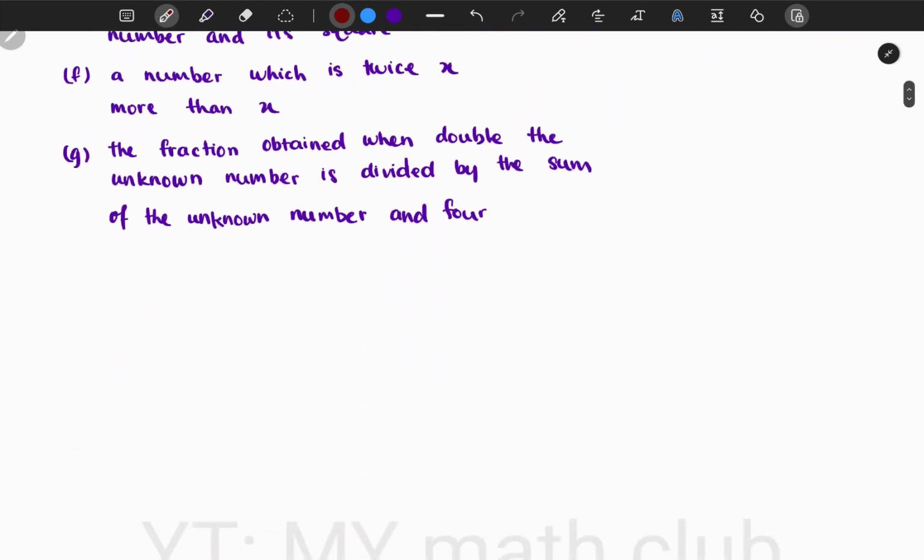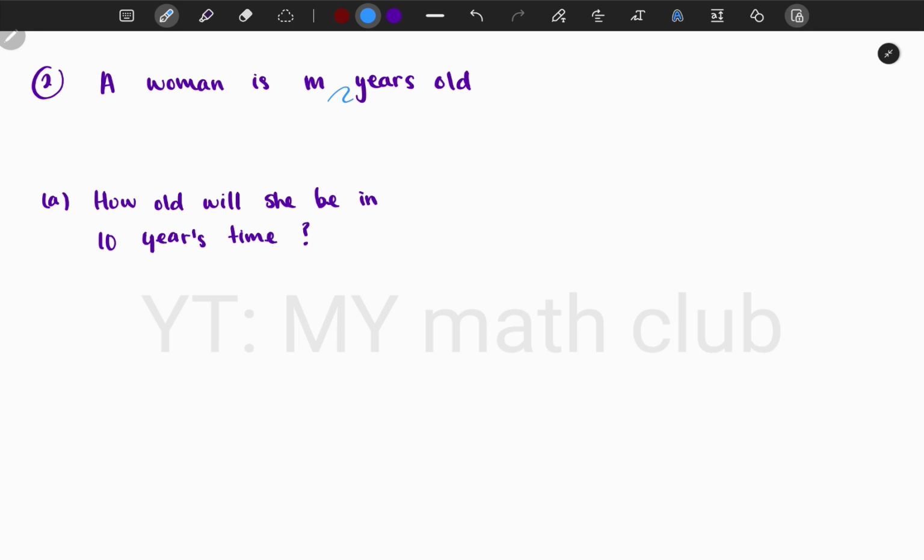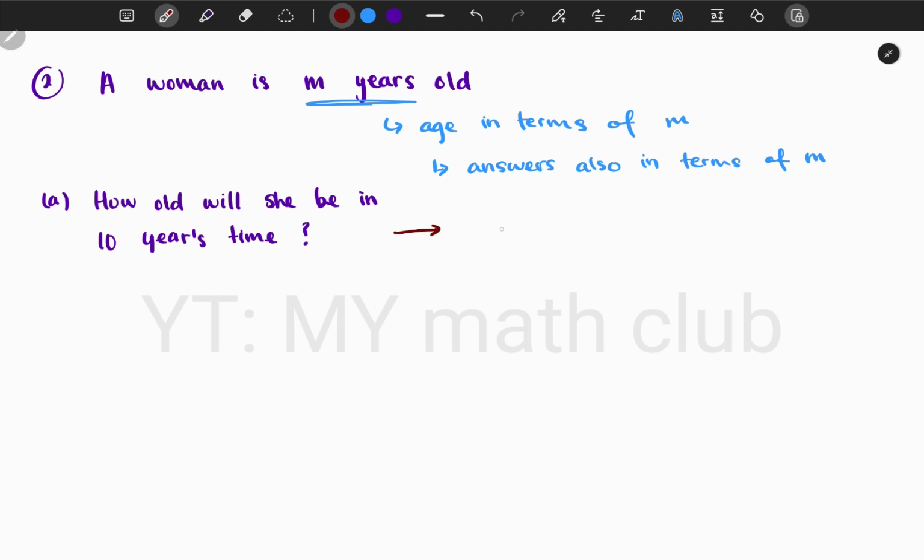Okay, so hopefully that makes sense. We're just going to jump into the next question. A woman is m years old. Question A, how old will she be in 10 years' time? Now that the question has given you the woman's age in terms of m, you want to answer all of these questions in terms of m. If she's m years old now, 10 years later is just plus 10. So the answer for A is m plus 10.